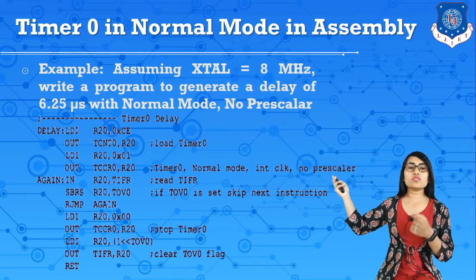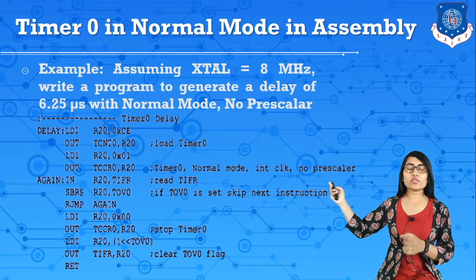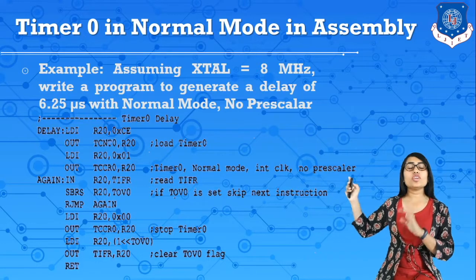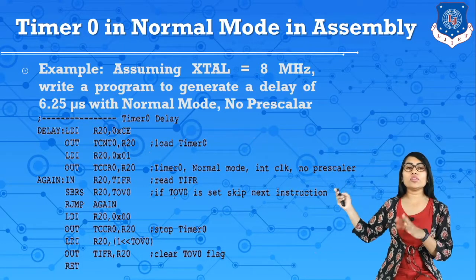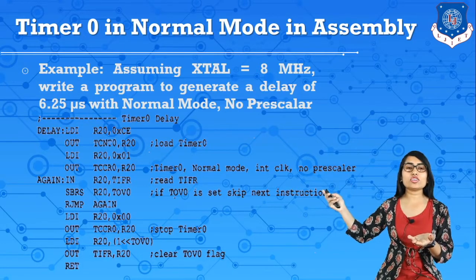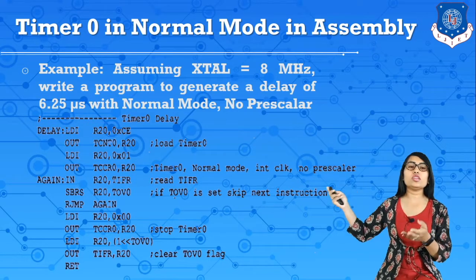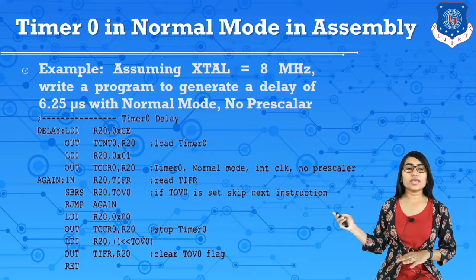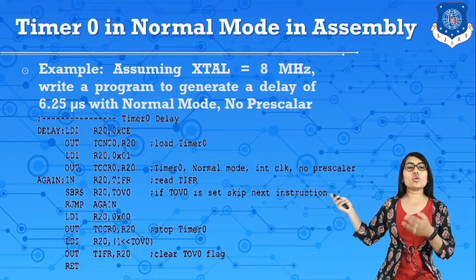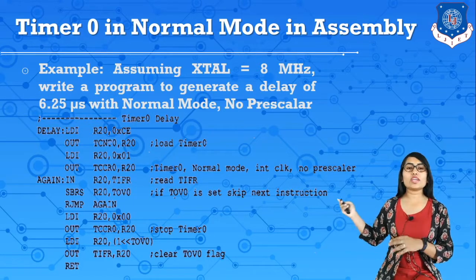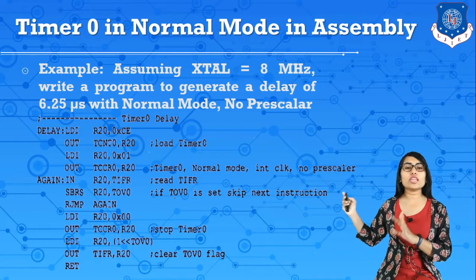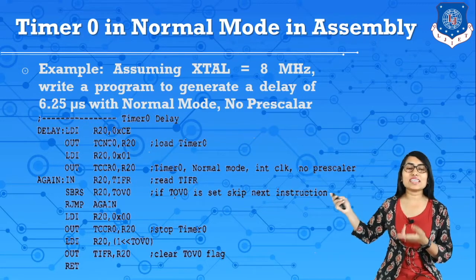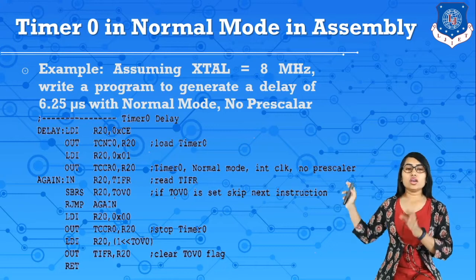So the first line is LDI R20, 0xCE. We want to load this value in the TCNT0 register, so we use a dummy register, load this value, and then use the OUT instruction. So OUT TCNT0, R20. Here we load the value of Timer 0, so TCNT0 is equal to CE.